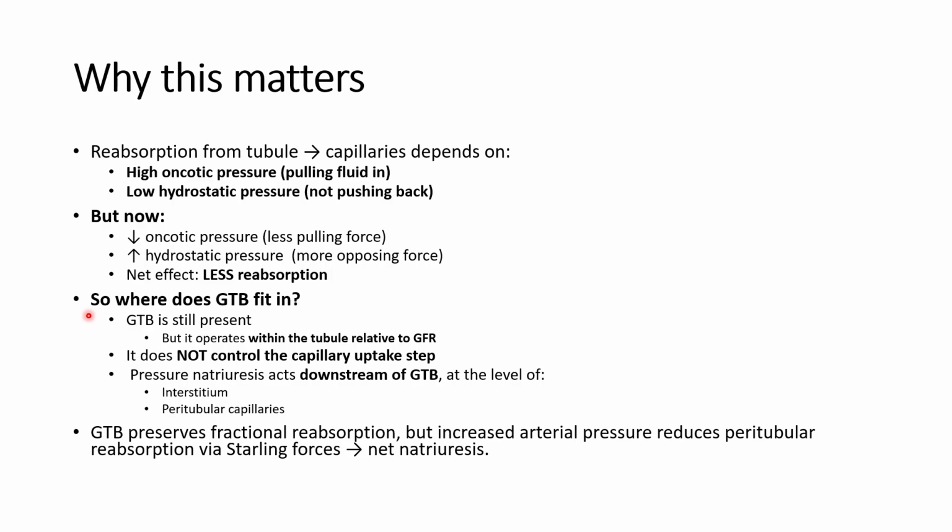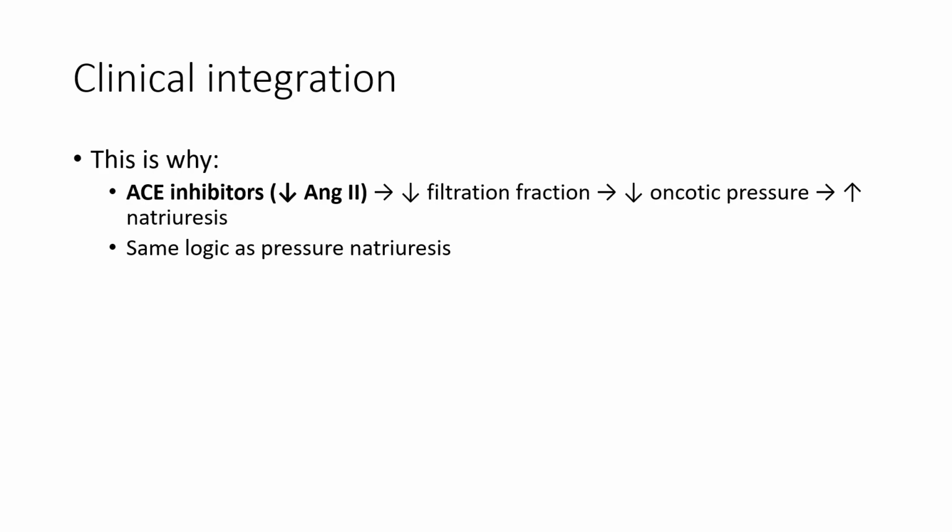So GTB is still present, but it will only operate within the tubule related to the GFR, but not at the peritubular network. So GTB preserves fractional reabsorption, but increased arterial pressure reduces peritubular reabsorption. That is net. There will be natriuresis. So this is why when you give ACE inhibitors, again, like we discussed earlier, ACE inhibitors decrease the filtration fraction, decreasing the oncotic pressure, and then leading to natriuresis, thus helping in reducing the BP.